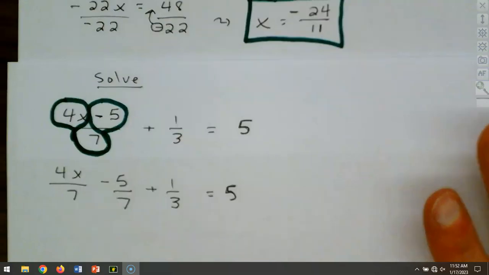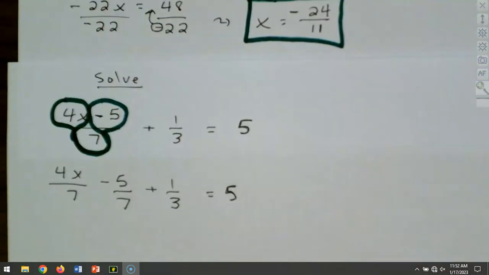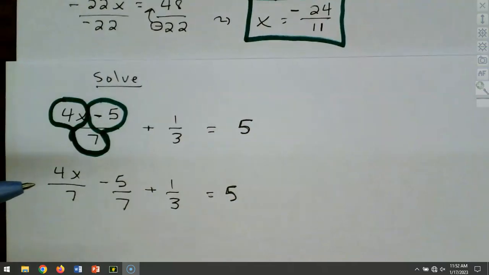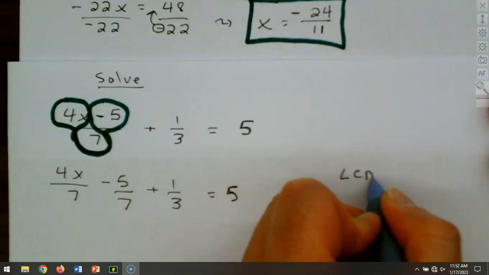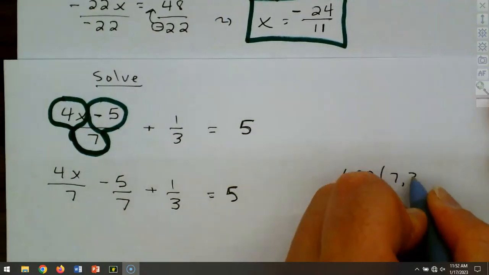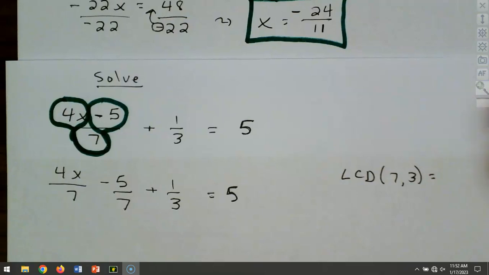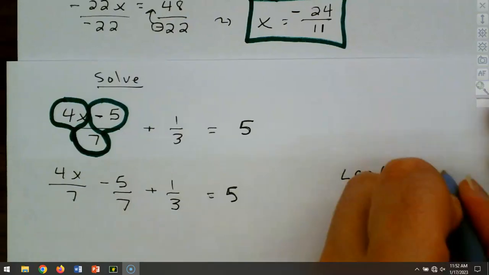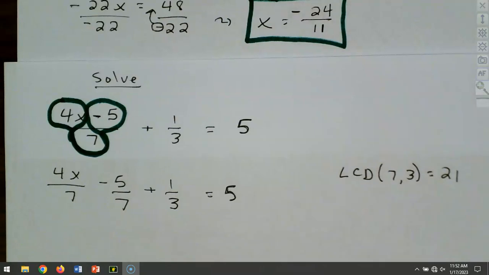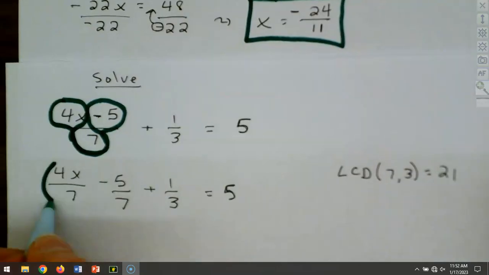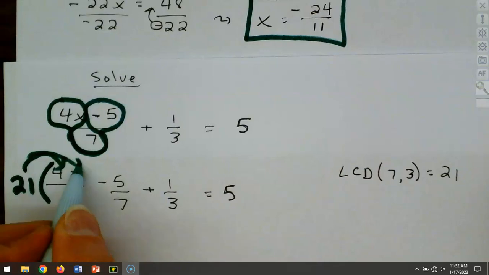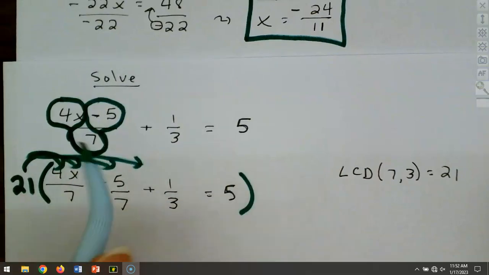Is everyone all right with what I did there? Because when we have single fractions and complete fractions like this one, we've got to split it up to get individual fractions, and now we should know what to do. Now we need the least common denominator of 7 and 3, and what's the least common denominator of 7 and 3? 21. So everything's its own individual fraction. So multiply everything now by 21, and see what we're left with.